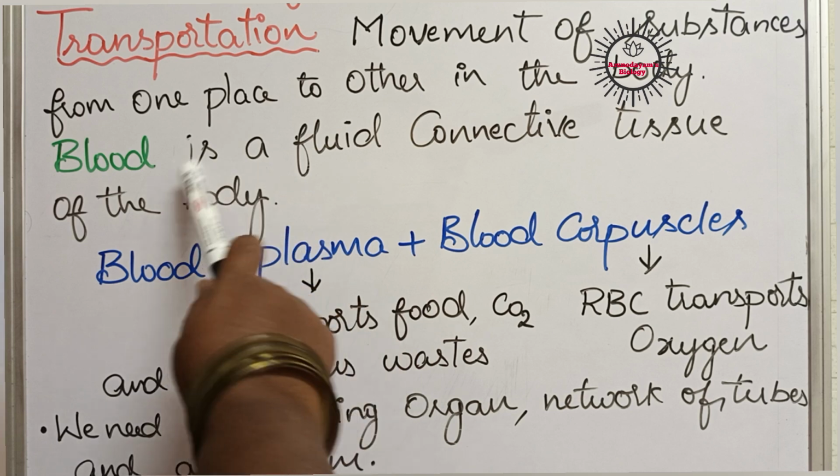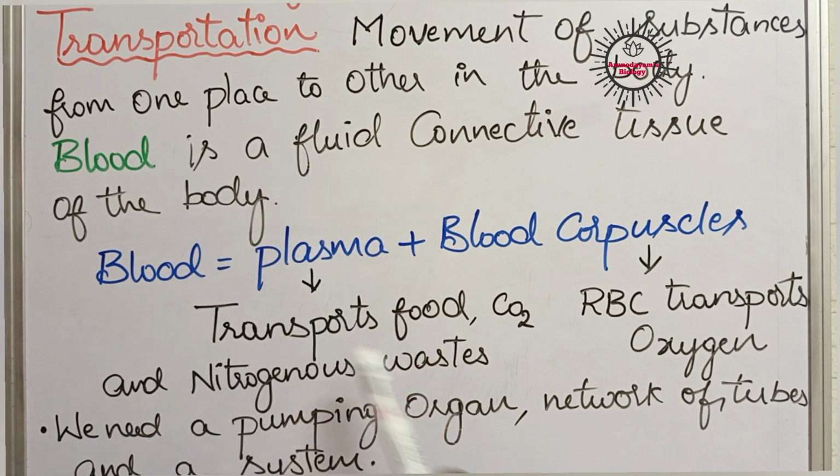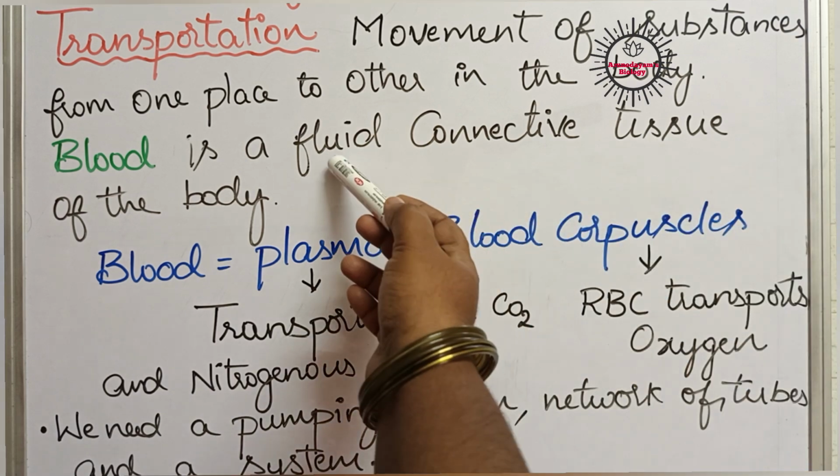Why is blood called a fluid connective tissue? Because blood is present in a liquid state, isn't it? It contains a lot of water in it. It is present in a liquid state with some solid substances suspended in it. That's why it is called fluid.